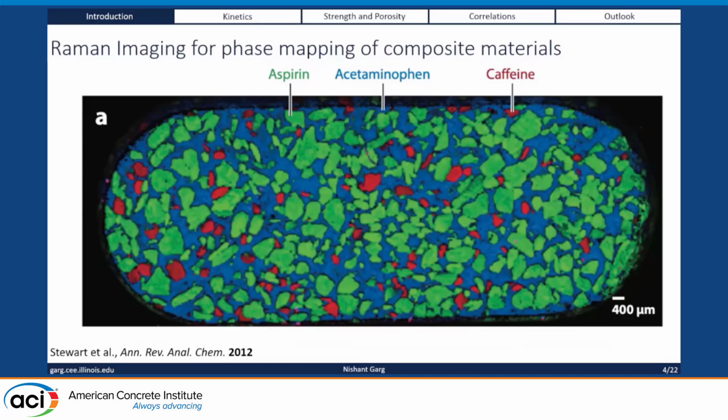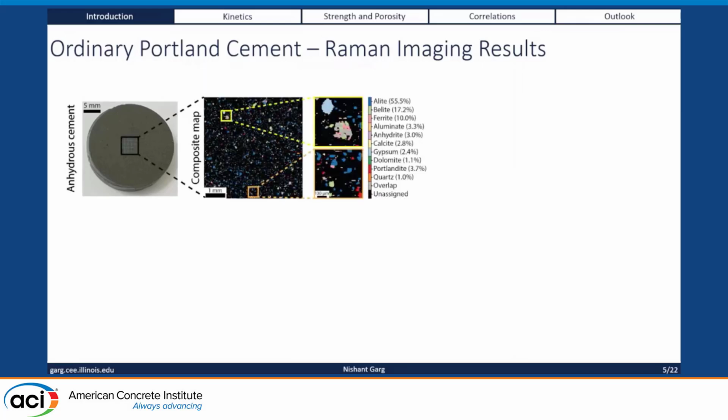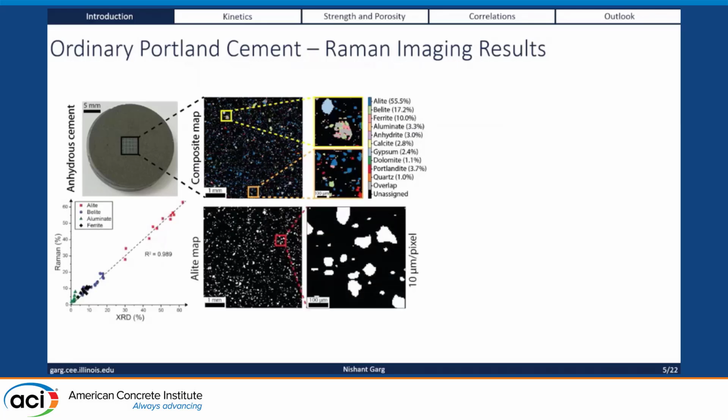So the idea here was, can we use Raman imaging, this approach, on cements? This is exactly what we've been doing. We make this little pill. This is cement embedded in epoxy. We obtain this very high resolution Raman image. Each of these composite images has 250,000 pixels in it, so we have a statistically large number of points to reliably quantify things. So we get pretty good correlations with XRD on a variety of cements.